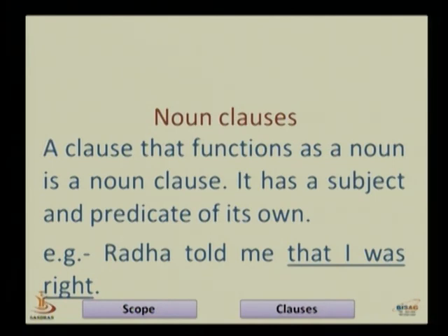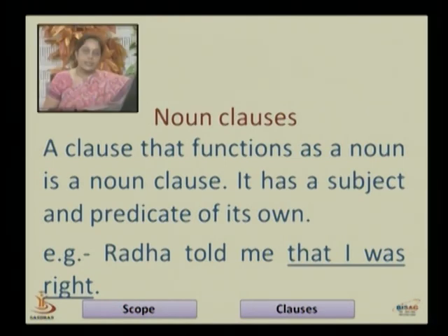Now we will see the noun clause. What is a noun clause? A clause that functions as a noun is called a noun clause. It has a subject and predicate of its own. For example, Radha told me that I was right. In this sentence, Radha told me is the main clause. In the underlined part, that I was right is the subordinate clause.